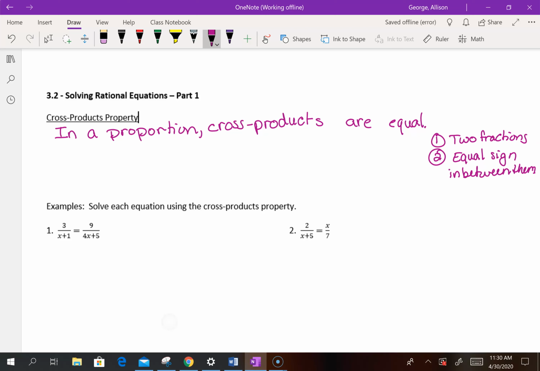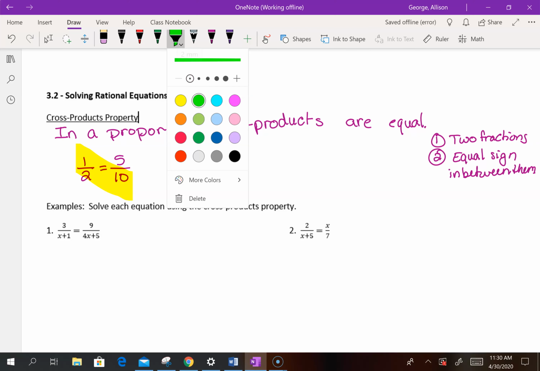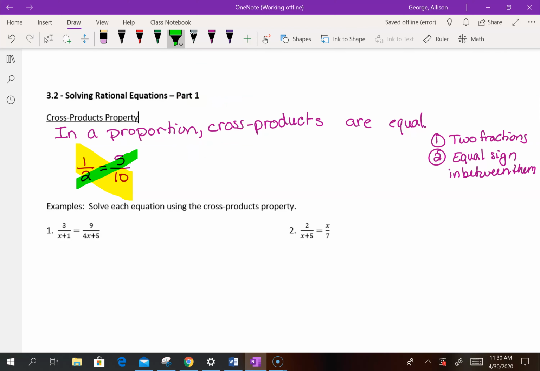Just as a quick refresher from back in the day, if I was going to cross multiply, that's one proportion with two fractions, equal sign in between, so then I can cross multiply. So you're multiplying on the diagonal. Those two get multiplied together, and then those two get multiplied together. So we would have 1 times 10 equals 2 times 5. And you end up getting 10 equals 10. So you can use that property to help you solve some of these equations.